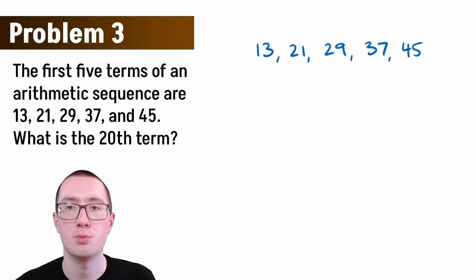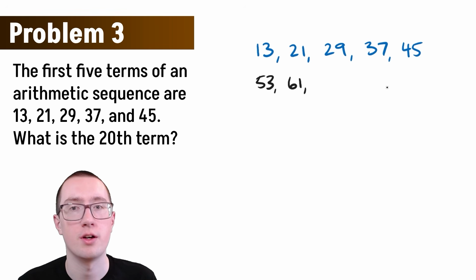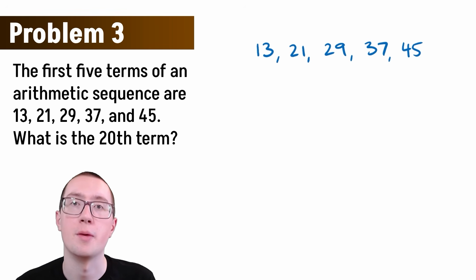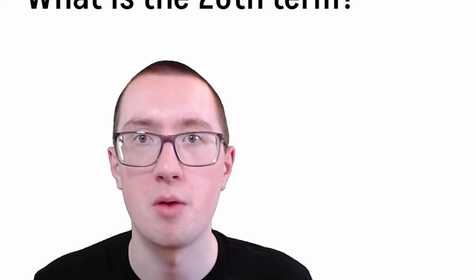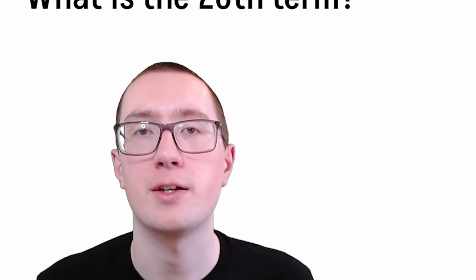Now, what you could do for this problem is you could just write out the numbers and then just continue the sequence until you get to the 20th one. Like you could go 53, 61, and so on. But that would take a long time. And remember that on the ACT, you have to be doing problems at about a problem per minute. So there is a faster way to do this.